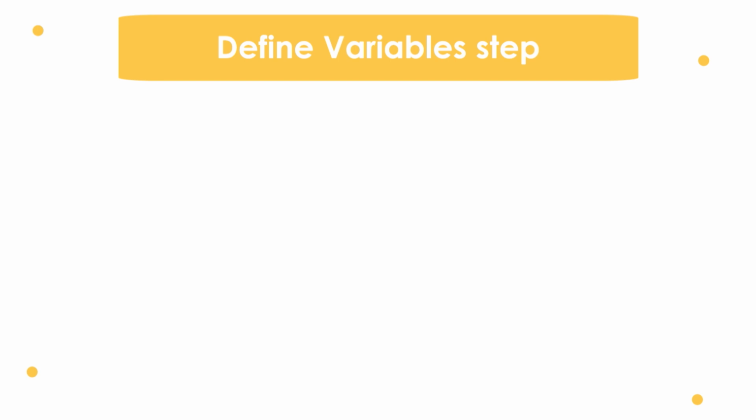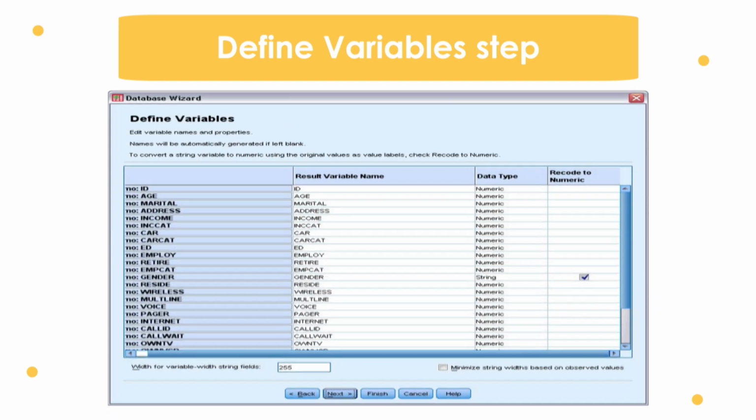Now you can see how the variable steps can be defined. So you can see here we are going to define each variable you have selected from the database. You have to give the resulting variable name and you have to specify what kind of data type it belongs to. Then we have to click next.